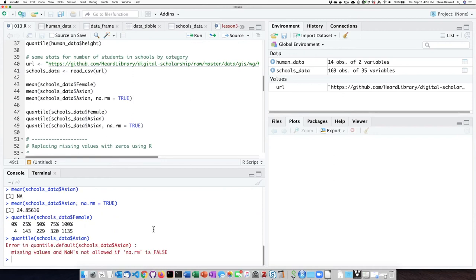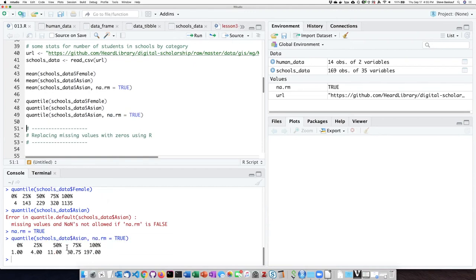If I do the quantile calculation, then again, I have no problem with female. However, instead of giving me a value of NA, it simply throws an error and says, you're not allowed to have missing values and still run this function. So again, the solution is to put na.rm equals TRUE. And if I do that, it calculates without complaining.